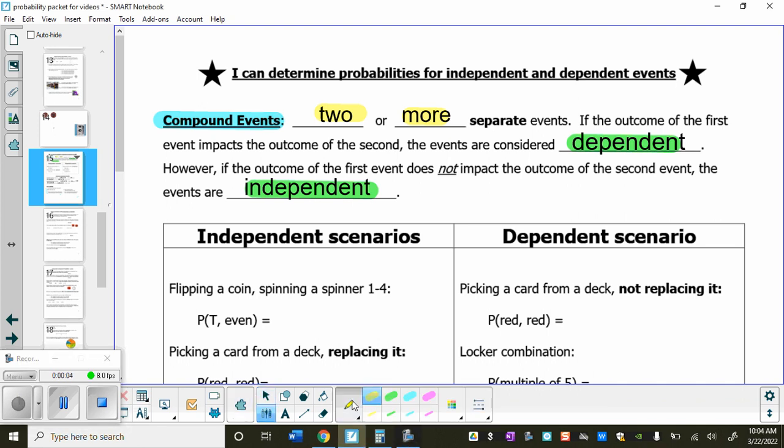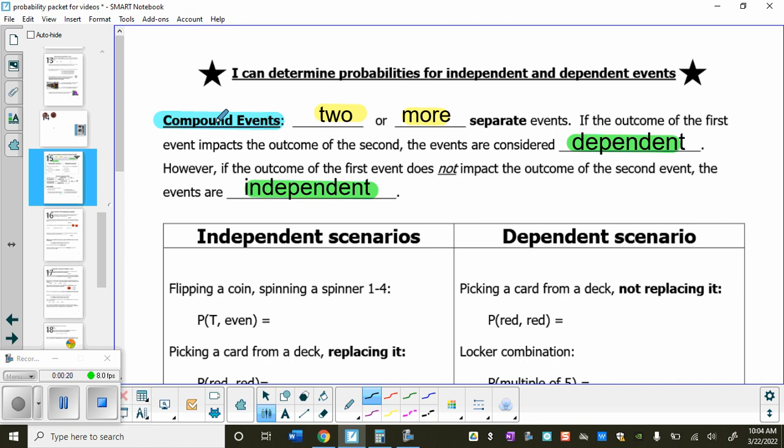Hey, so now that we've gotten comfortable with the idea of experimental and theoretical probability and how to compare the results of an experiment to what we would have predicted would happen to begin with, we're actually going to look now at something called compound events.